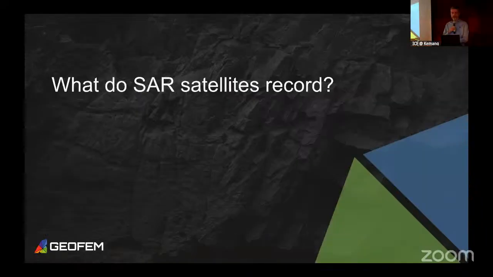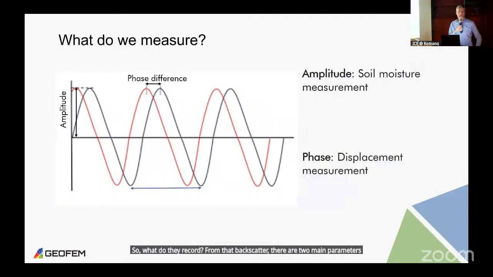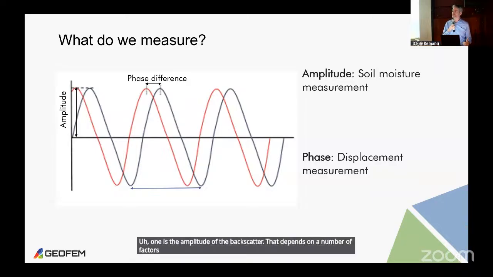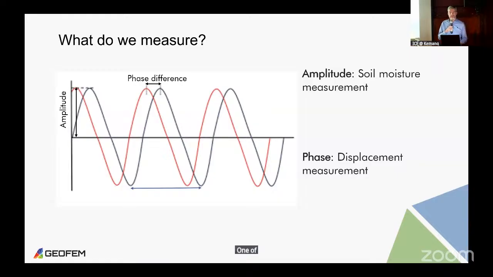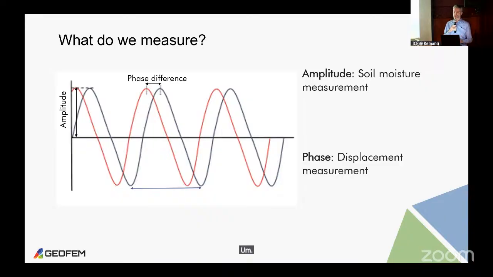So what do they record? From that backscatter, there are two main parameters that are measured. One is the amplitude of the backscatter. That depends on a number of factors regarding the textures of the Earth's surface. One of the factors that affects amplitude is the dielectric constant of the ground. And dielectric constant is related to soil moisture content. So that gives you a clue as to how we can derive soil moisture content from SAR images.